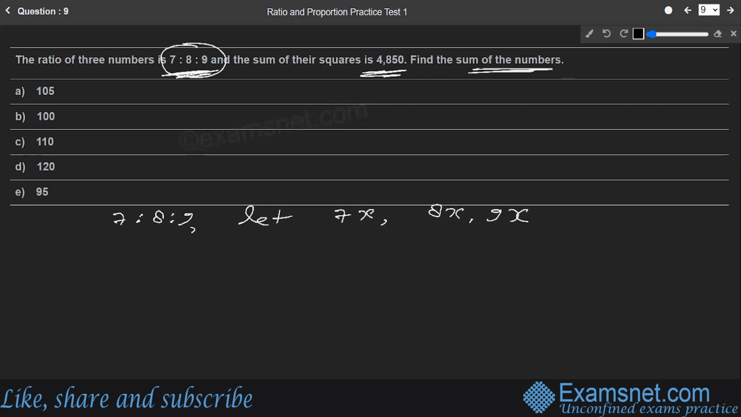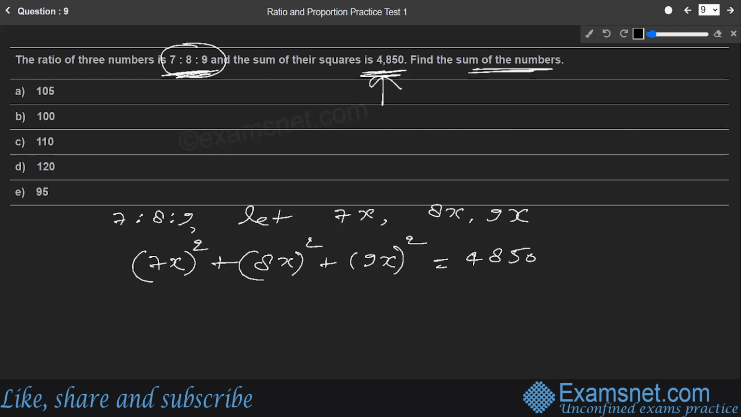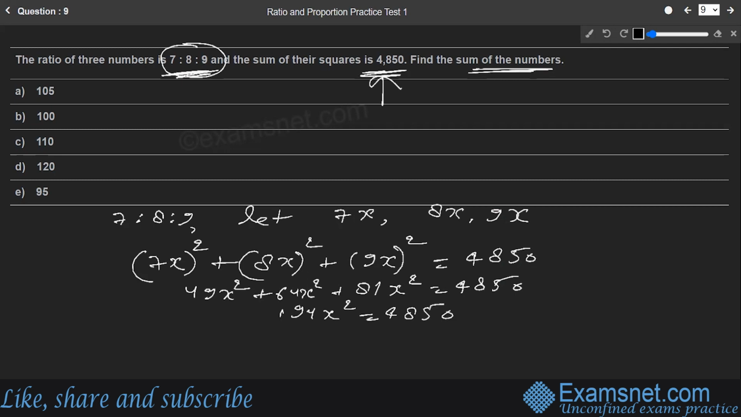The next condition he gives is that the sum of their squares is 4850. So let us take their squares and add them: the square of the first number, added to the square of the second number, added to the square of the third number. This is the sum of their squares, and it is equal to 4850. So this is going to be 49x square plus 64x square plus 81x square. The value should come out to be 4850. If you solve this further, 194x square is equal to 4850. If you solve for x, the x value comes out to be 5.